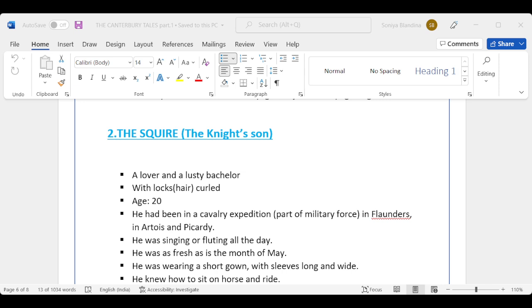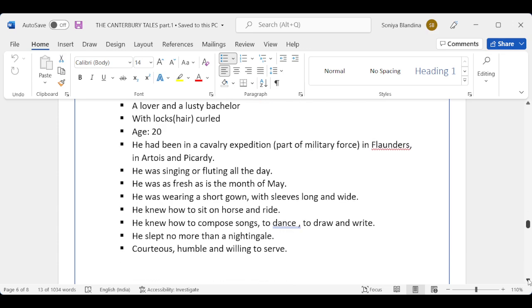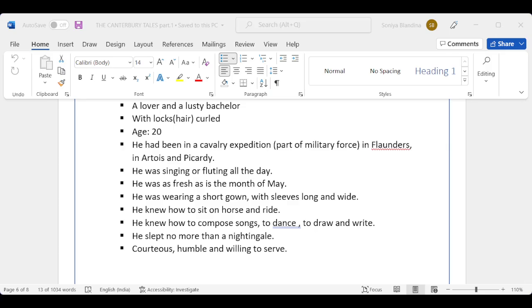He was singing or fluting all the day. So what was he doing? Singing or fluting. And then he was as fresh as is the month of May, is 20 years. So he was very fresh. Okay, so he was wearing a short gown with sleeves long and wide. See here, Chaucer is giving the description of the dress.